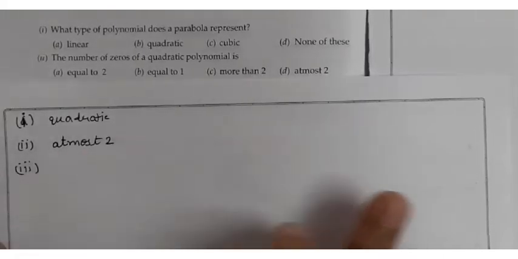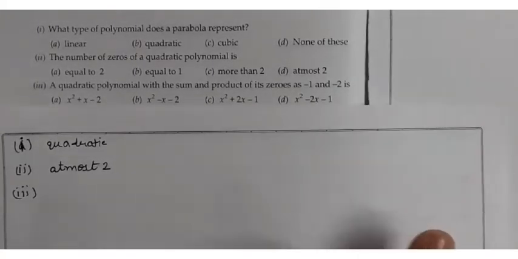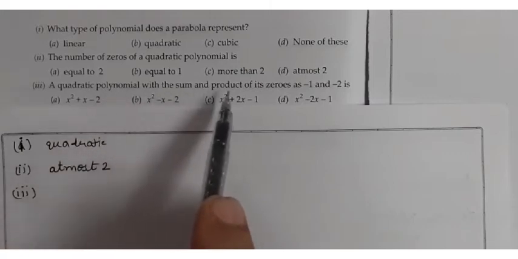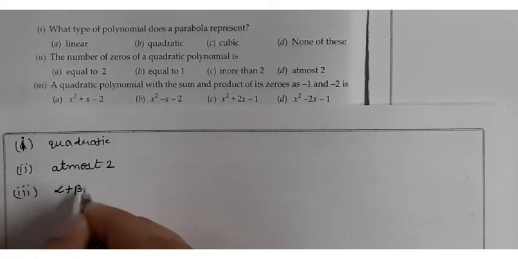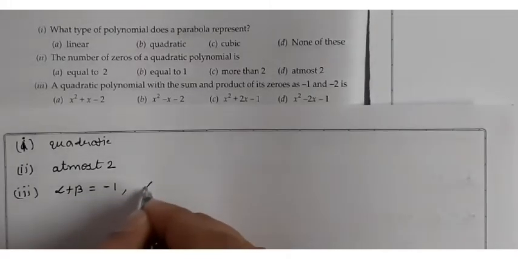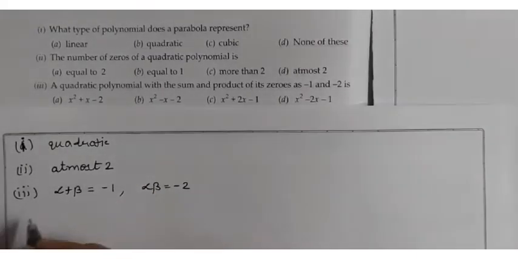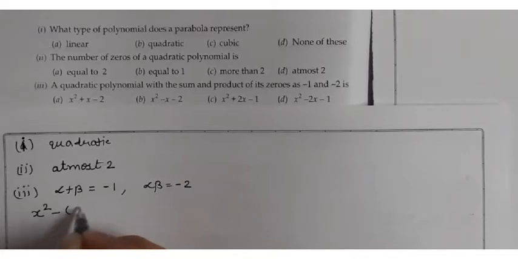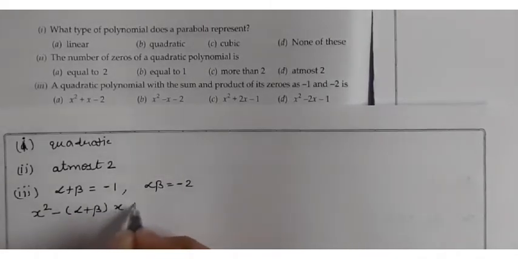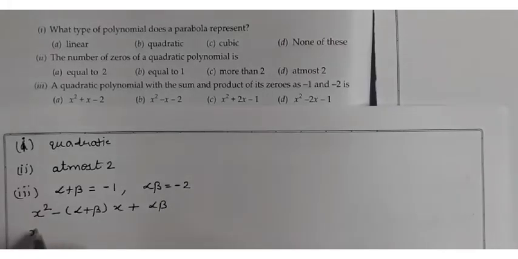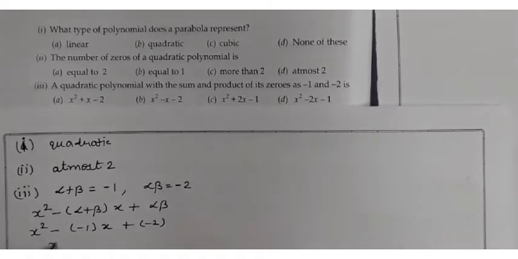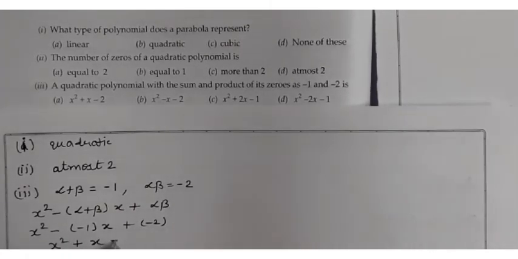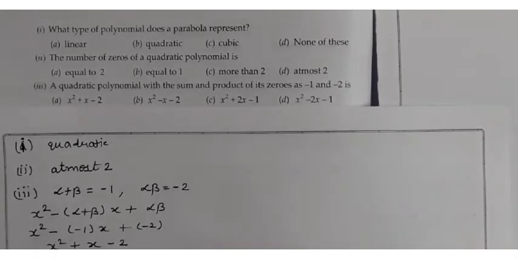Come on, third part. A quadratic polynomial with the sum and product of zeros being -1 and -2. The sum of zeros given to you is -1, the product of zeros is -2. Then we know that x square minus (sum of zeros) into x plus product of zeros. So this is minus of -1 into x plus -2. So what will it be? x square plus x minus 2. A is your answer.